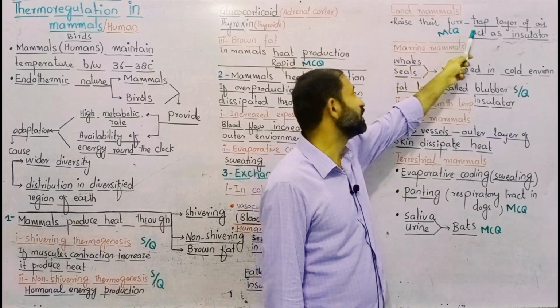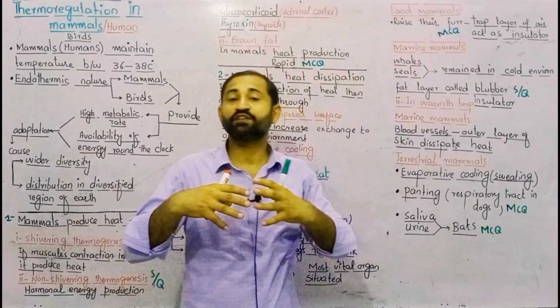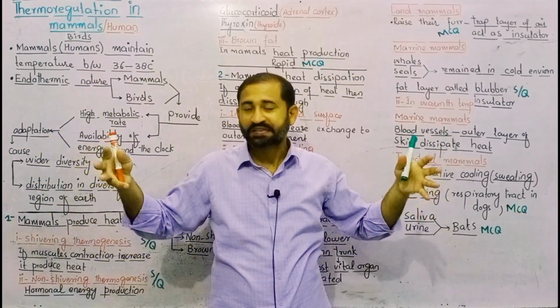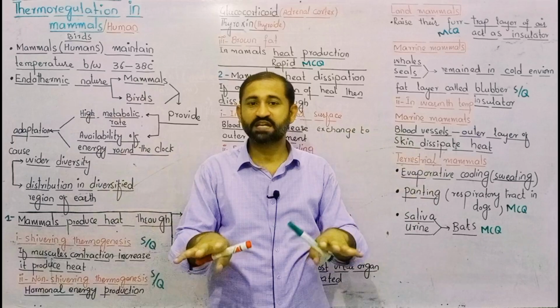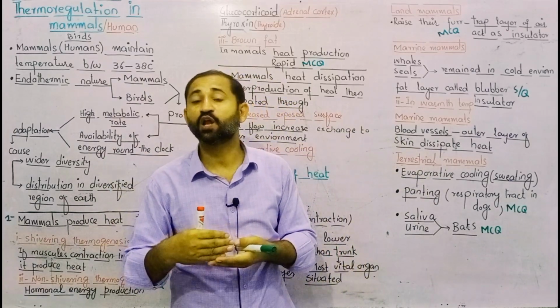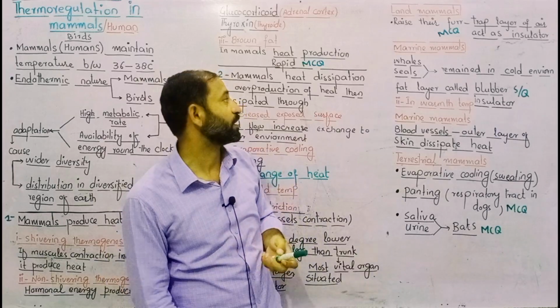This is an MCQ. And they raise their fur or hairs that are present on their body, and they trap a thick layer of air between the hairs, and this layer of air acts as an insulator, and it does not allow the escape of heat to the outer environment.